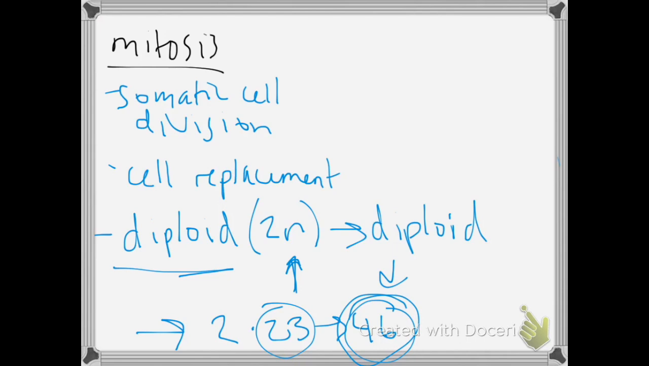Homologous meaning homologs, meaning similar in structures. So all you need to know, this term diploid, it comes from us having 2 copies of each chromosome. We have 23 chromosomes with a copy of each, so we get 46 chromosomes. So these are our diploid cells.